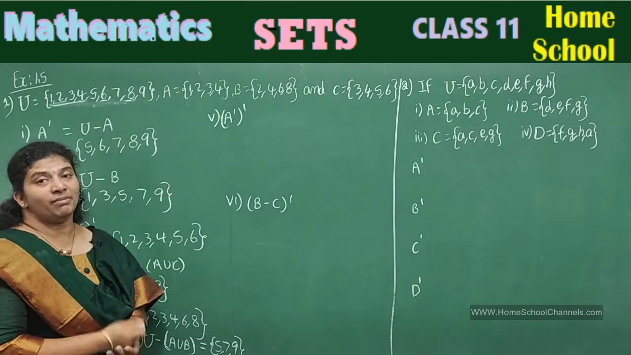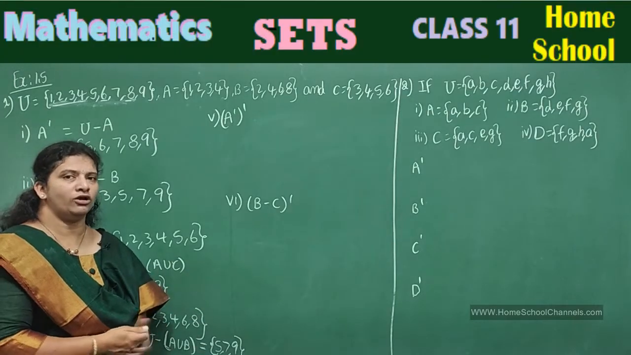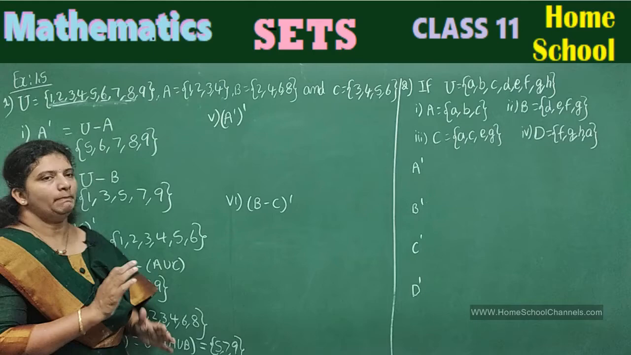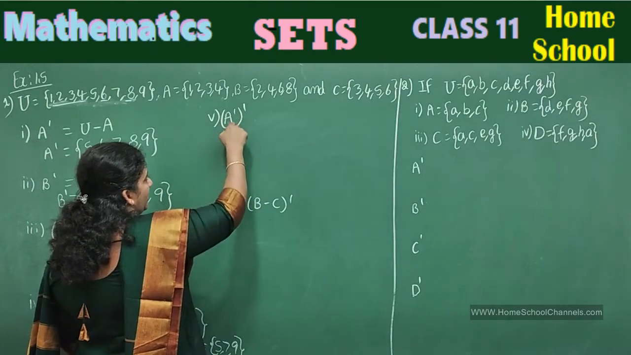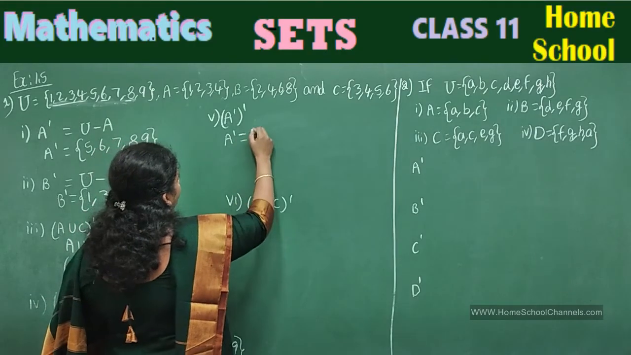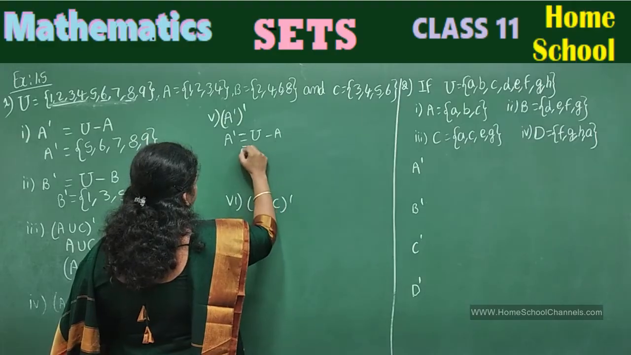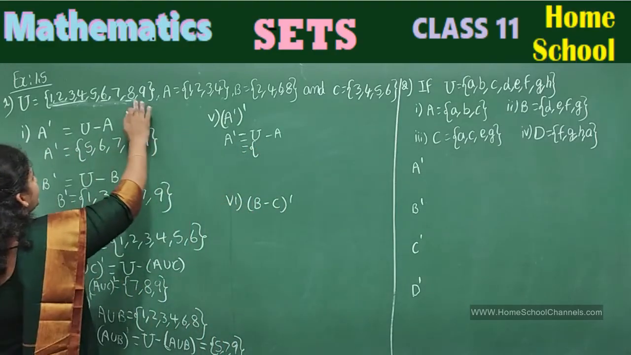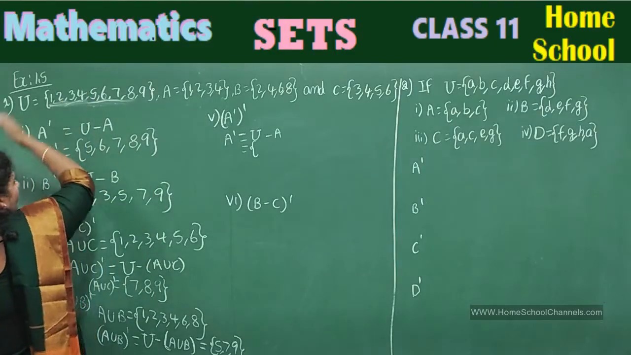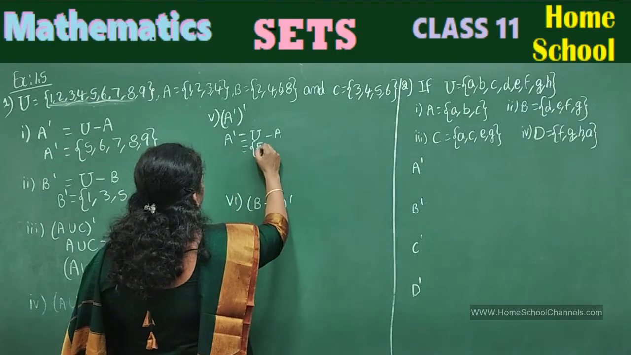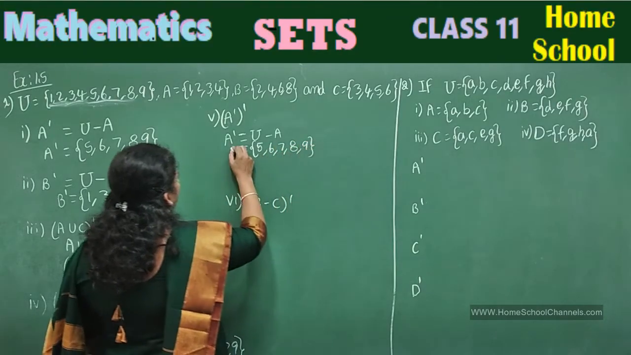Fifth one, double complement of A. We know this directly, we can answer. A complement whole complement is A itself. But let us check it out. First, find inside the bracket, A complement. In the universal set, remove the A set elements. What is it? A set elements are 1, 2, 3, 4. Other than 1, 2, 3, 4, we have 5, 6, 7, 8, 9.